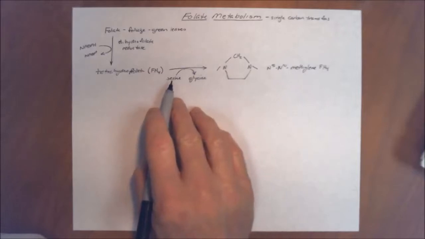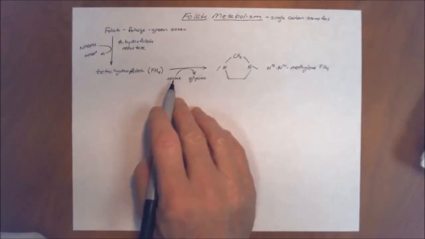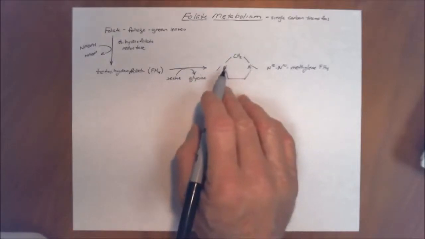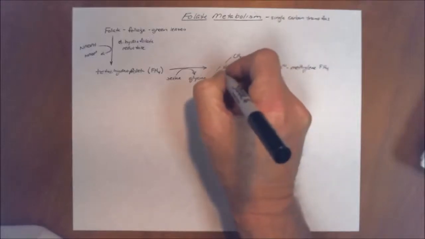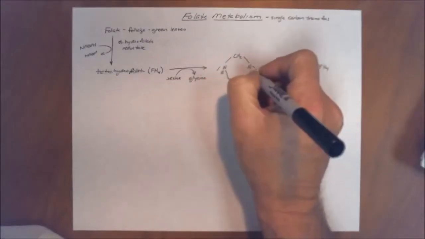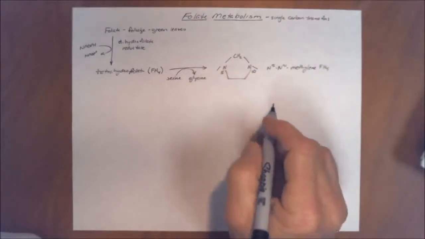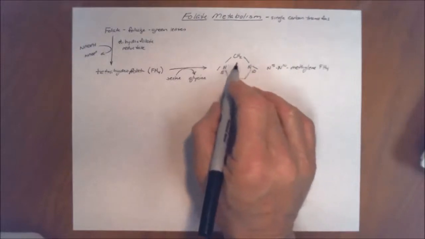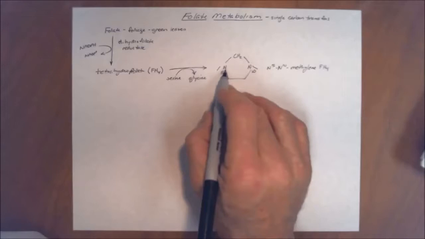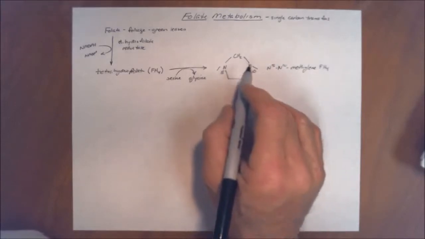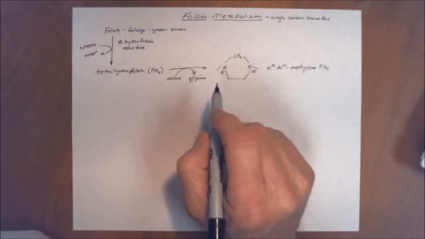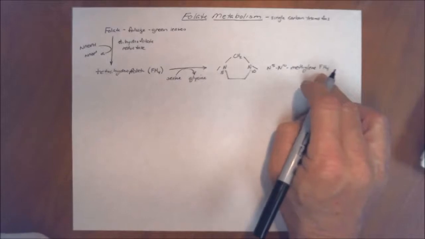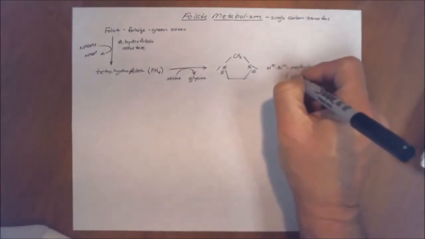So the one carbon that was transferred from the side chain of serine onto tetrahydrofolate, this is just a small portion of the tetrahydrofolate molecule, but it's the business end. So this nitrogen is number 5 in the ring structures. This nitrogen is number 10. So the carbon donated by serine forms a bond between these two nitrogens, and this becomes N5, N10, methylene tetrahydrofolate. Now this particular structure can be used for single carbon transfers.